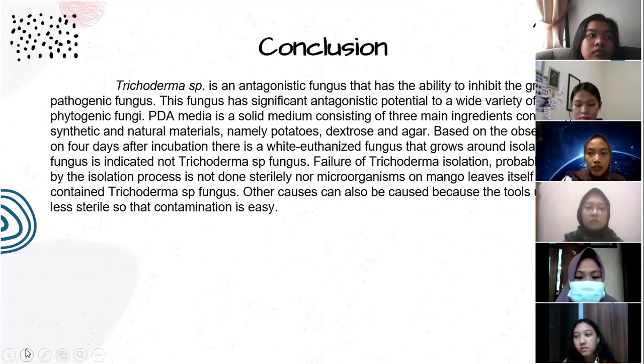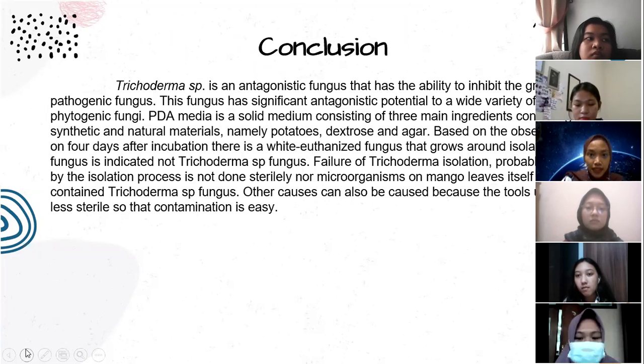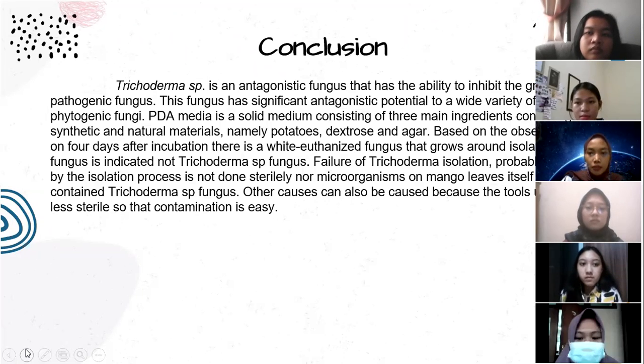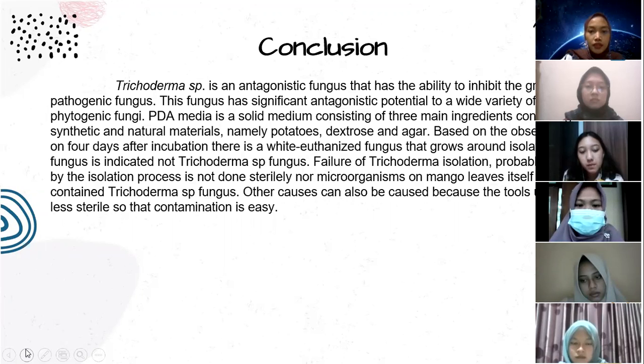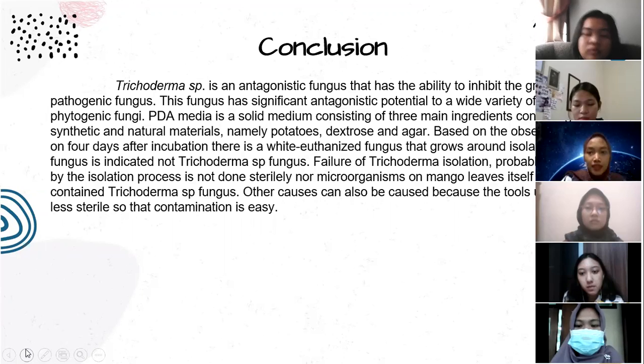Failure of Trichoderma isolation is probably caused by the isolation process not being done sterilely, or the microorganisms on the mango leaves themselves do not contain Trichoderma sp fungus. Other causes can also be that the tools used are less sterile, so that contamination occurs easily.